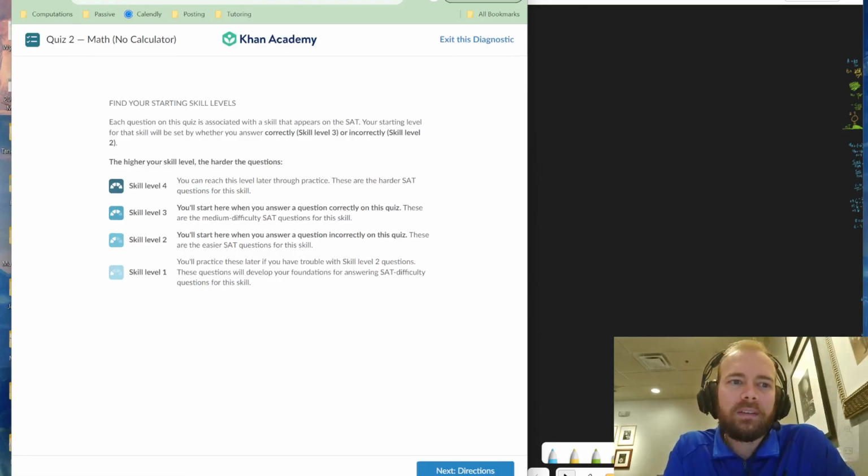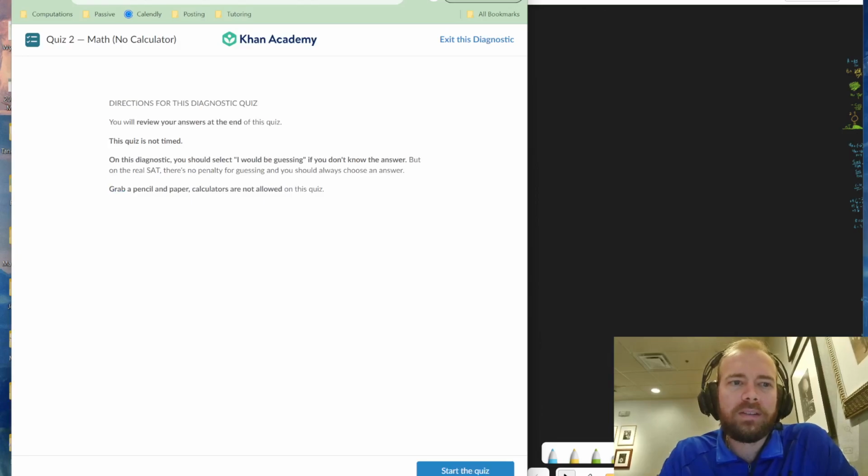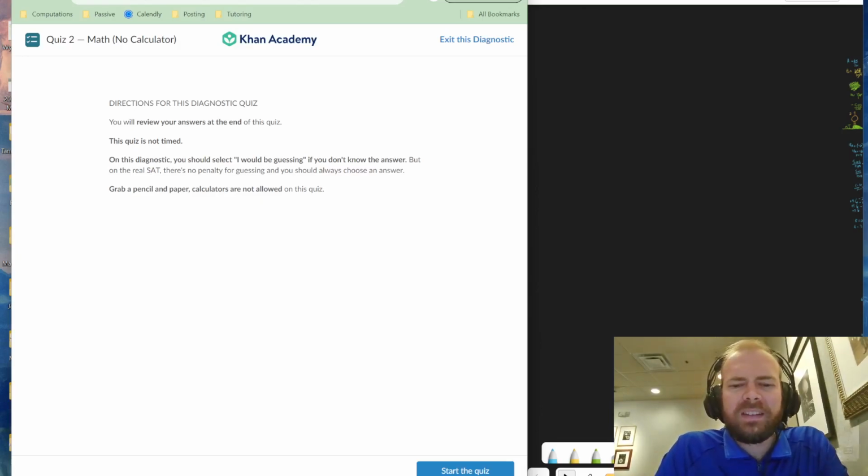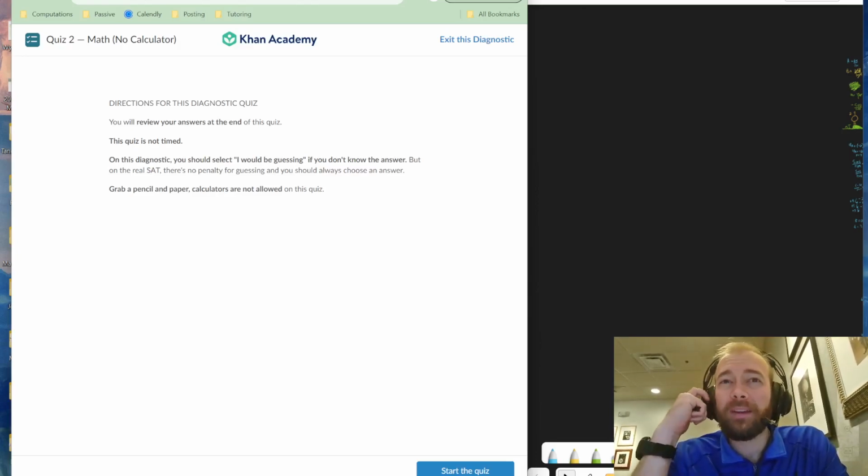Start task, skill levels 1, 2, 3, and 4. Go ahead and go to the directions here. It's not timed. However, I would recommend not spending longer than about 15 minutes, because I think it's 10 questions, so you have about a minute and a half each, a little less maybe. Well, it depends on the section. So 15 would be like the max, maybe more like 12 or so.